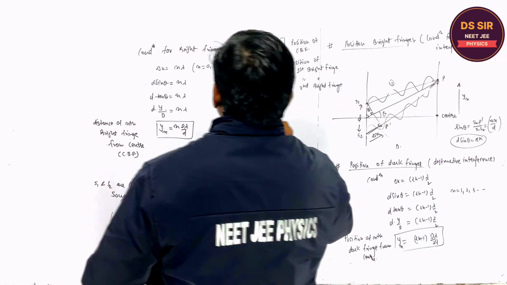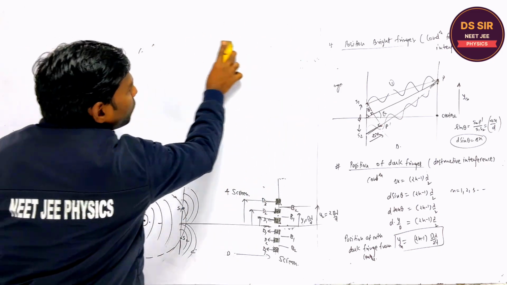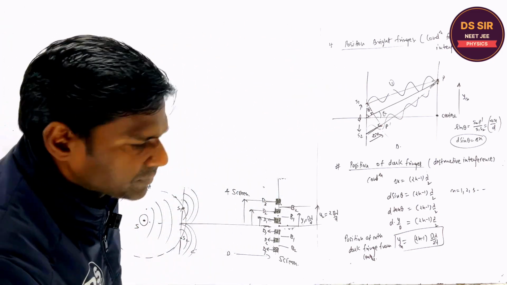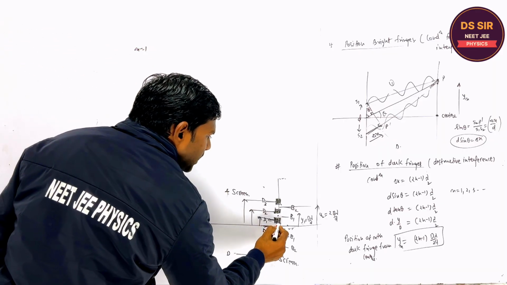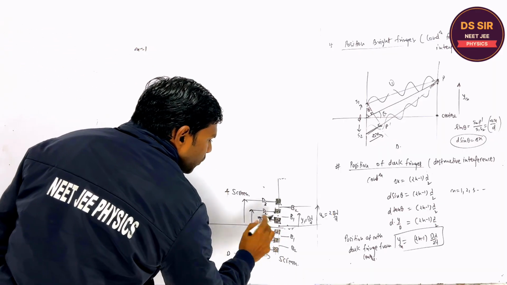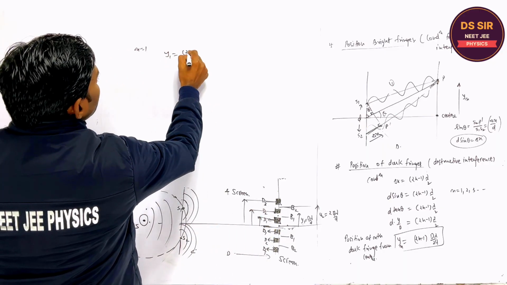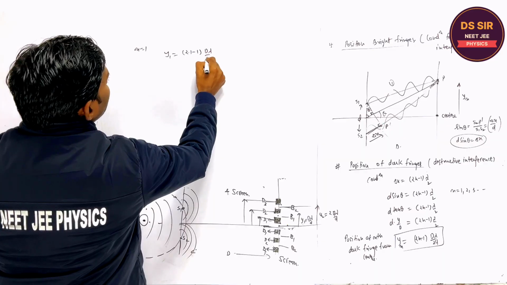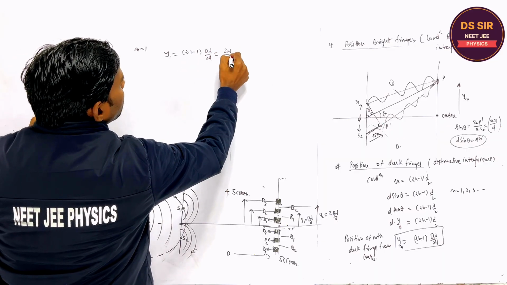So listen one thing. How to find the position? Again, we will put n is equal to 1, 2, 3. If you put n is equal to 1, from the center, what is the distance? First one: 2 into 1 minus 1, D lambda over 2d, is equal to what? (2 minus 1) D lambda over 2d.